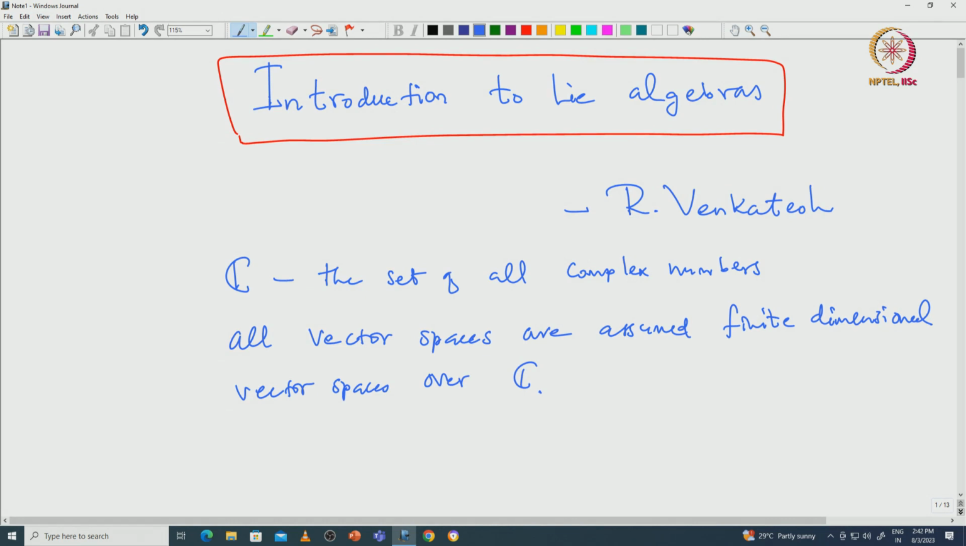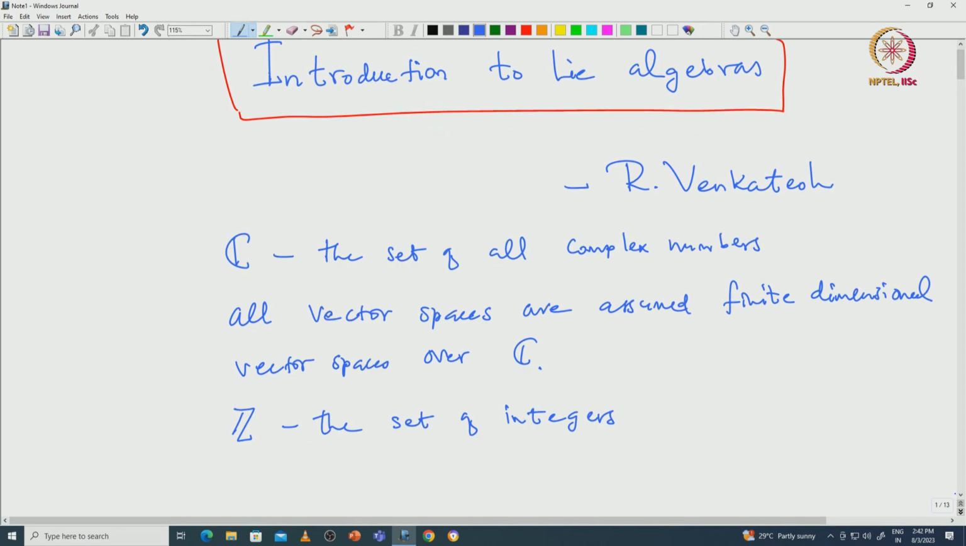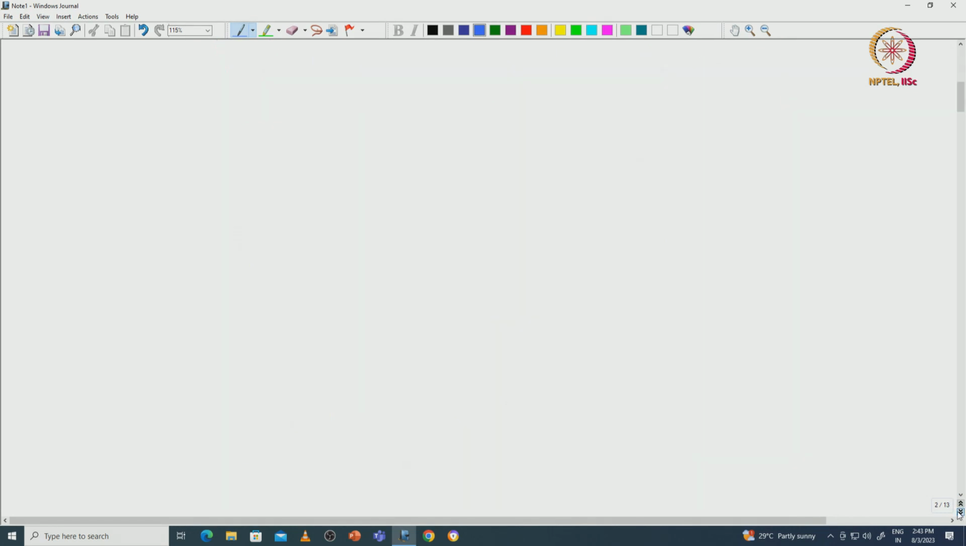We will also fix some notations in order to use them. Let us denote by Z the set of integers, Z plus the set of non-negative integers, and N the set of natural numbers. Okay. So, here are some basic definitions.